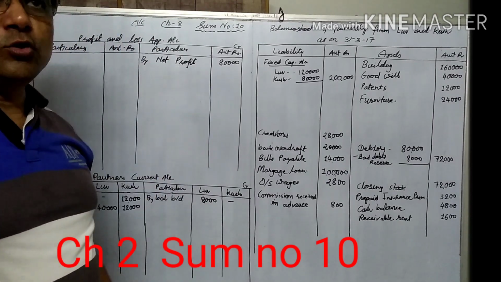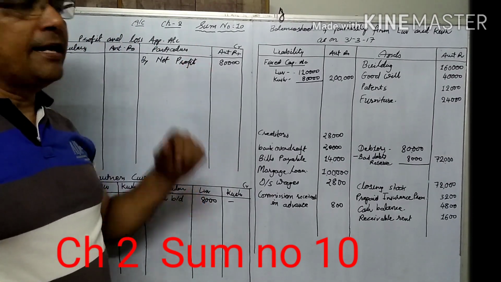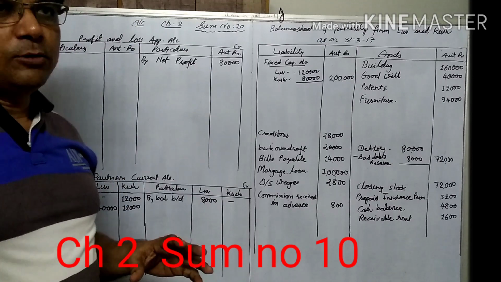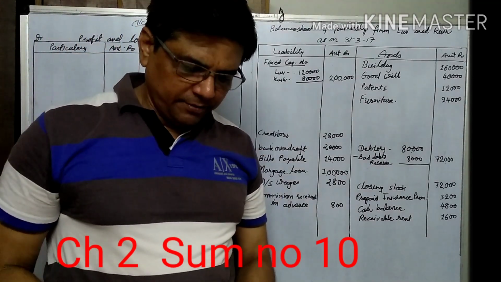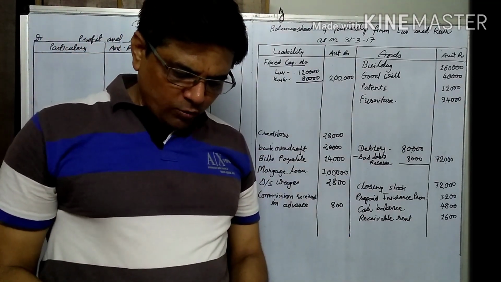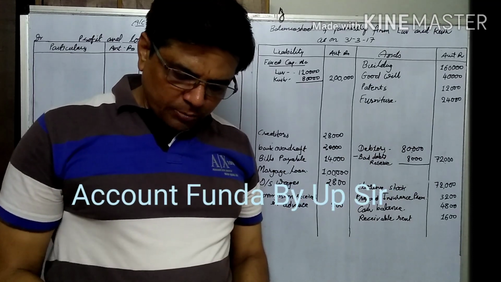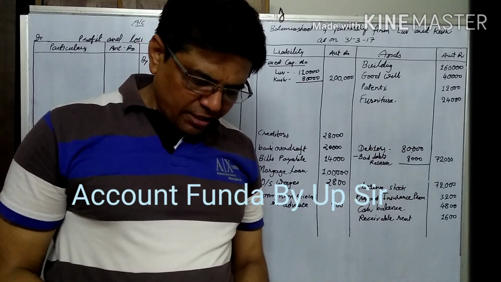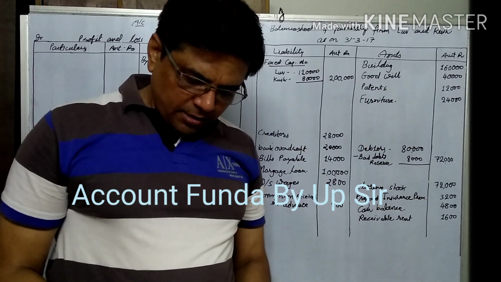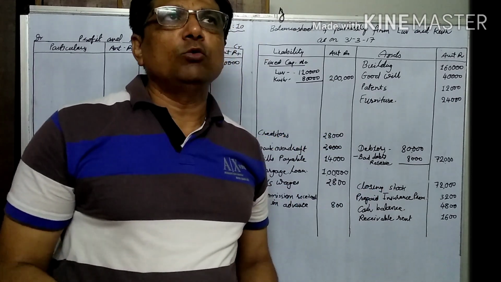Accounts, chapter number 2, final accounts, sum number 10. Today we have to do sum number 10 of accountancy. Love and Kush are the partners of the firm. They are distributing 60% of the profit in the ratio of 3:2 and the remaining in the ratio of 2:1. The trial balance is given as on 31st March 2017.